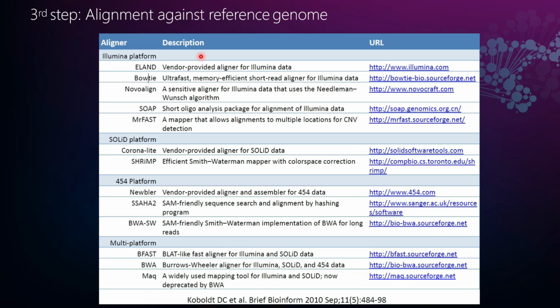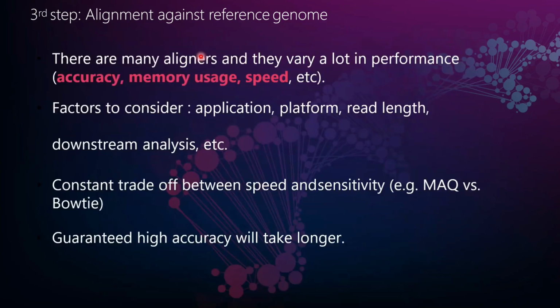So how do we know which tool to use? There are many aligners and they vary a lot in performance, for example accuracy, memory usage, and speed. There are factors to consider: which application you are using your NGS data for, which platform your NGS data is coming from, what the read length of your data is, and what downstream analysis you are going to do.